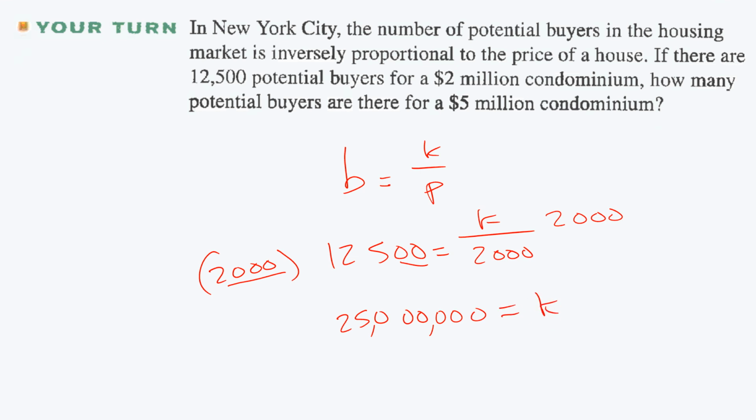And again, that K doesn't mean anything. It's just the ratio that's used in these equations. So let's redo this. And we're going to figure this out for a $5 million condominium. So we're going to say how many buyers are available if we wanted a $5 million condo. So that's 5,000 thousands. And we'll cross these off here. And 25 divided by 5 is 5 with the 3 zeros. So 5,000 buyers would be interested.